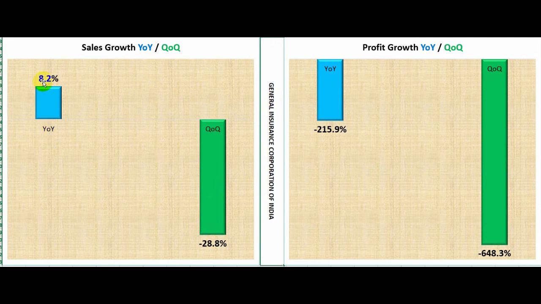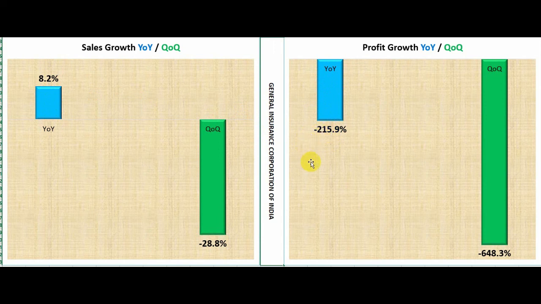And from September 2018 to September 2019, it has gone up by 8.2%. So YOY is more important than the QOQ analysis. In terms of profit, we see that YOY, or year on year, the profit has declined by 215%. So although the sales have gone up, the profit has dropped quite substantially, at a very high margin of 215.9%.